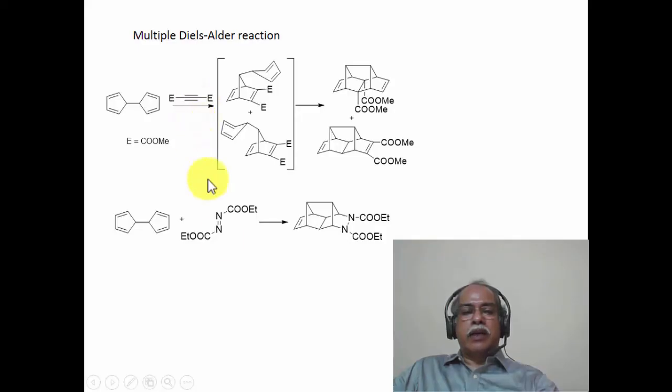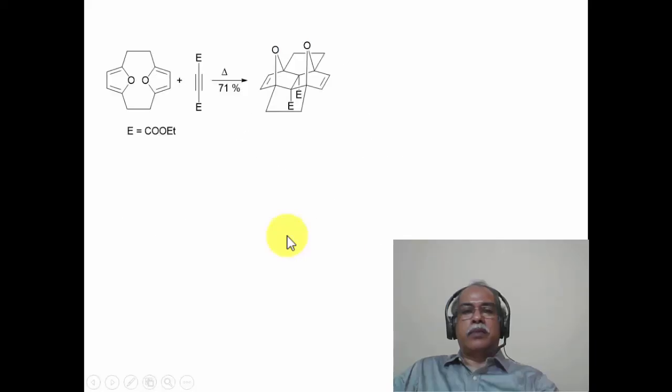Instead of carbon dienophiles, one can also have nitrogen dienophiles, as illustrated in the case of diethyl azodicarboxylate. The diethyl azodicarboxylate, of course, produces only one kind of Diels Alder adduct, the structure of which is shown here. So the first Diels Alder reaction essentially produces something similar to this intermediate, except here you have a nitrogen-nitrogen single bond instead of the carbon-carbon double bond. That further undergoes Diels Alder reaction to produce the second bridged bicyclic system that is shown in this particular case. So these are examples of multiple Diels Alder reaction.